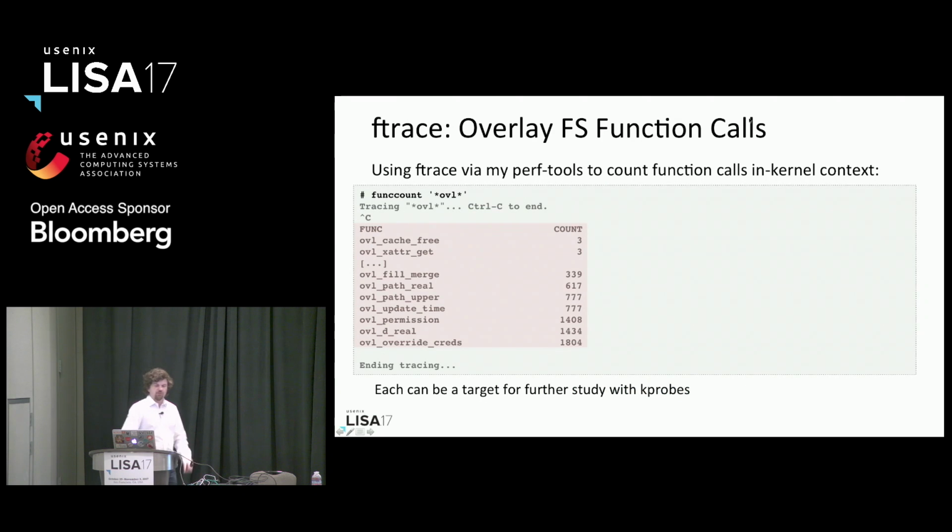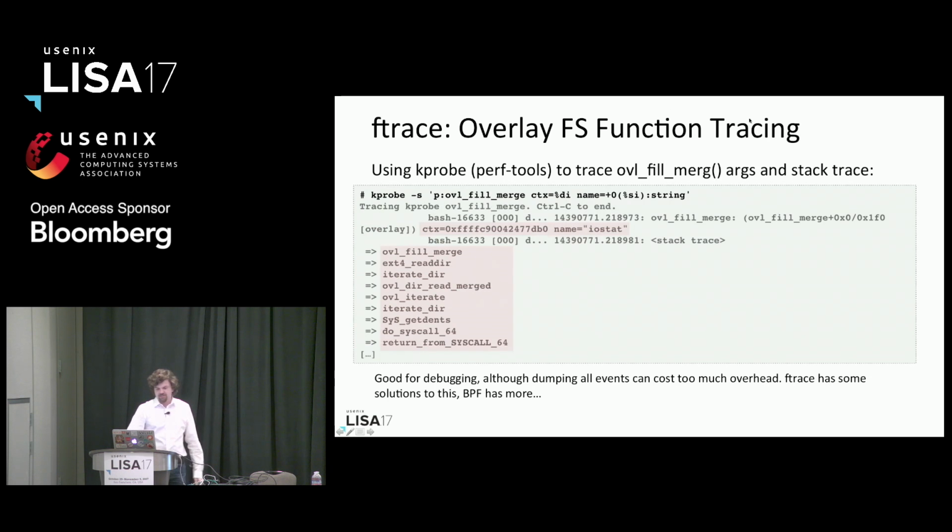Some things we might want to do with the traces. With ftrace, I'm analyzing the overlayfs function calls. So I'm running funccount on OVL star, well, star OVL star, and I can see all of the kernel function calls for overlayfs. Overlayfs isn't super fast, and maybe I want to drill into those functions and find out why. So this is the beginning of some analysis.